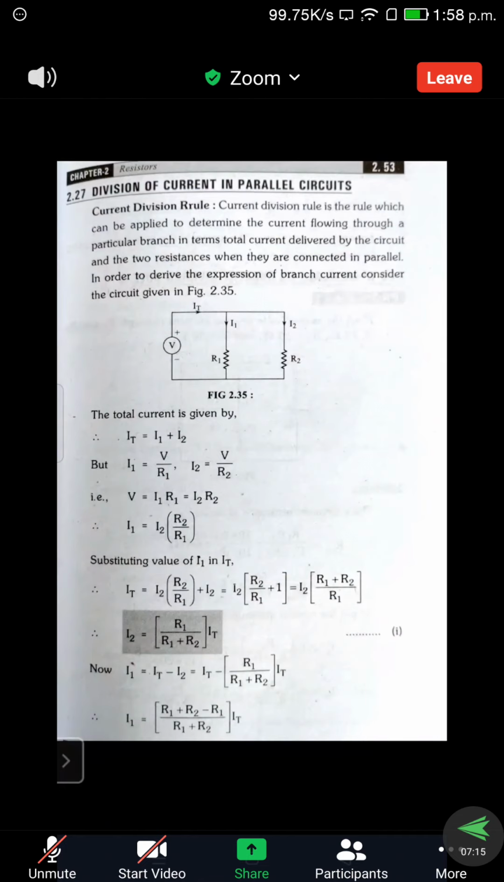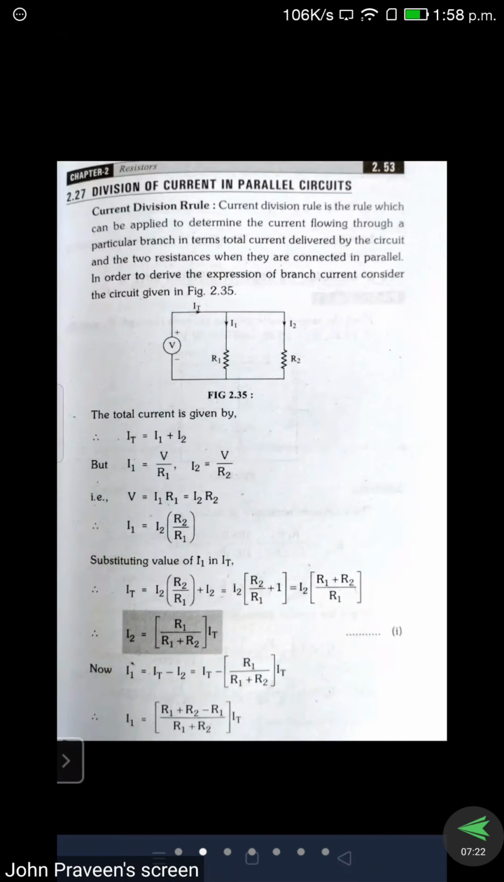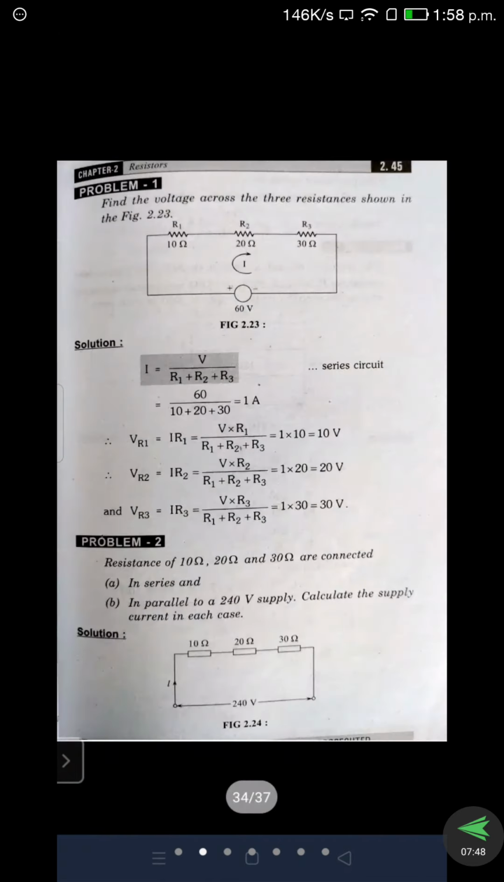I1 is equal to V by R1, I2 is equal to V by R2. Therefore V is equal to I into R, so we take I1 R1 and I2 R2 to determine the voltage value, because the voltage is constant across any resistor in a parallel connection. To determine the I1 current, we take the opposite current's resistance over the total resistance. Those formulas will be discussed in the next class.